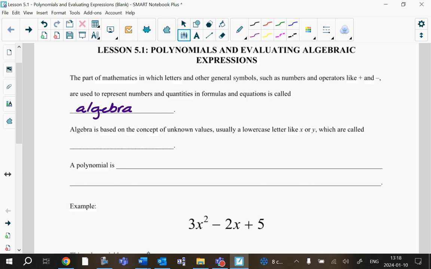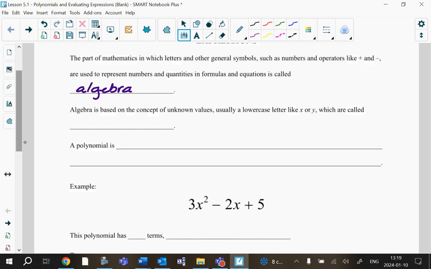2 big things. You guys have been doing algebra for ages. It just was really never called that. Every time you found the area of something, you were doing algebra. Okay? And it's based on the concepts of unknown values, which we usually show using a lowercase letter.